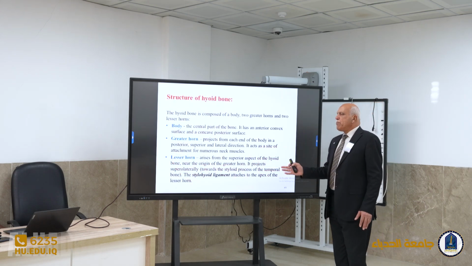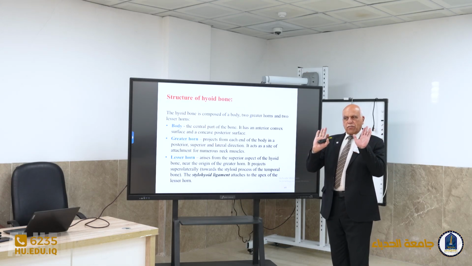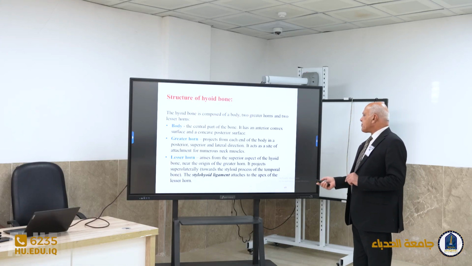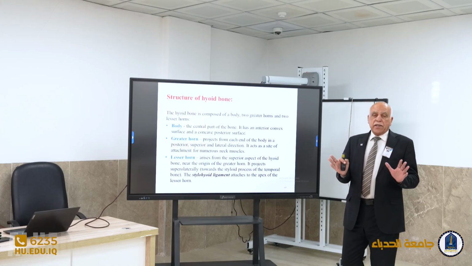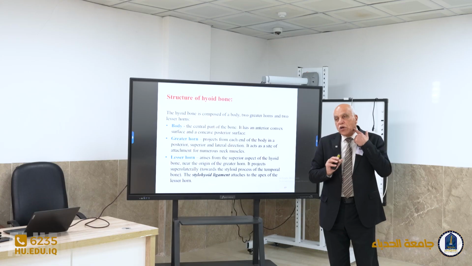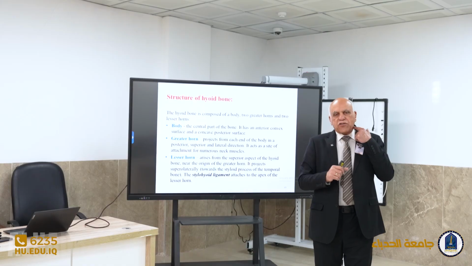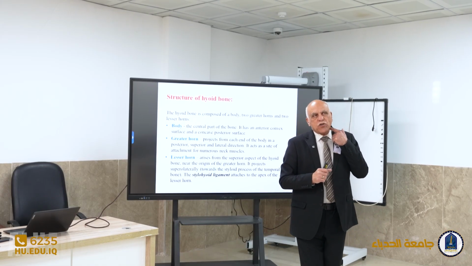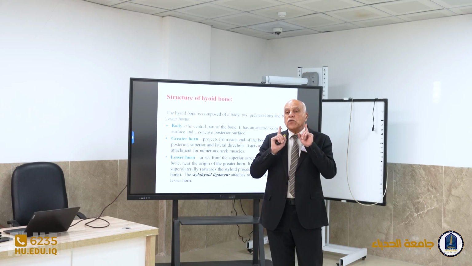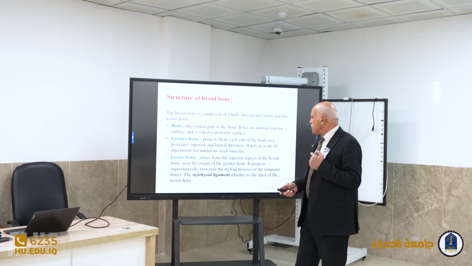It projects superolaterally, like this, from the body of the hyoid bone, towards الاتجاه مالته من يصعد superolaterally towards the styloid process of the temporal bone. We remember the styloid process. Last lecture we talked about the styloid process, which is part of the temporal bone. So this lesser horn is directed superiorly and laterally towards the styloid process that descends from the temporal bone.